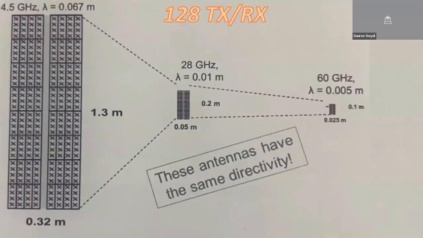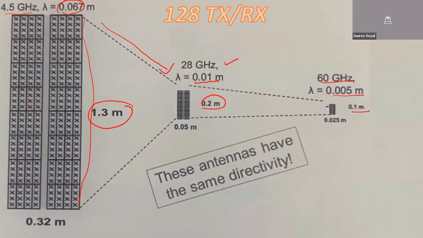You can see that at 4.5 gigahertz, our wavelength is 0.067 meter and our antenna size is 1.3 meter. Such a big antenna. But as we move towards 28 gigahertz, our wavelength is reduced to 0.01 meter and our antenna size becomes 0.2 meter, right? And at 60 gigahertz, our wavelength is 0.005 meter and our antenna size is reduced to 0.1 millimeter.